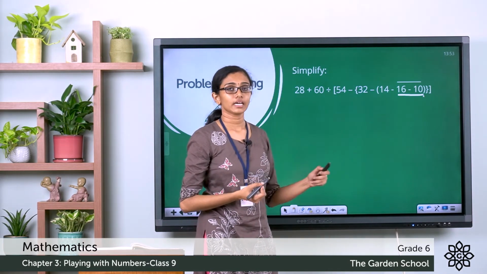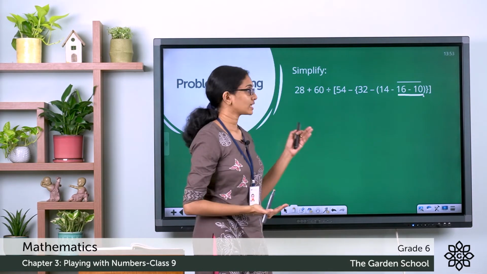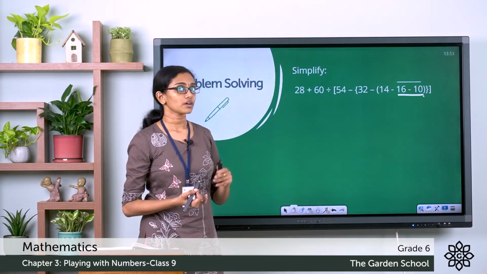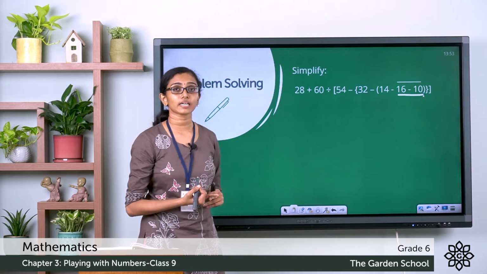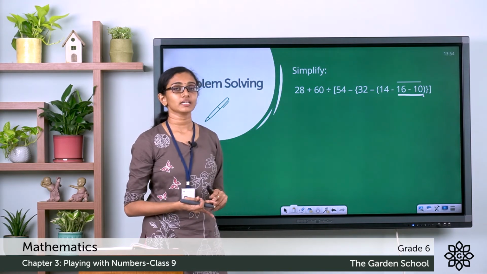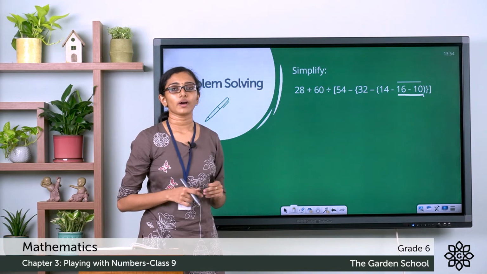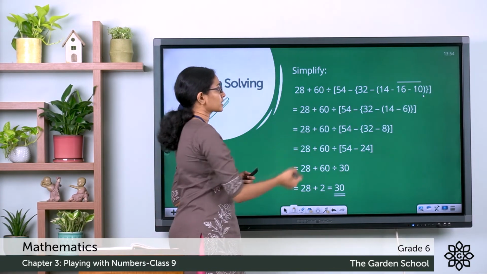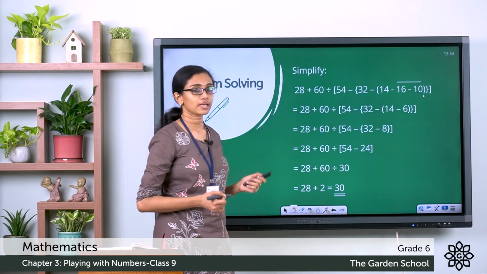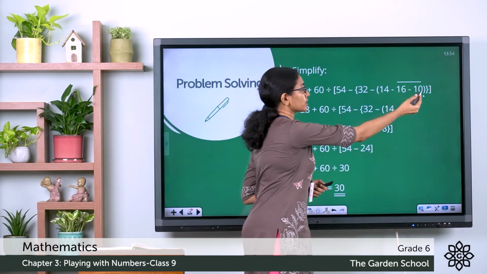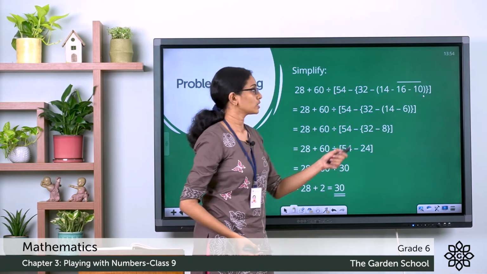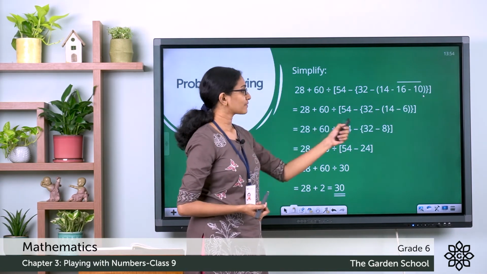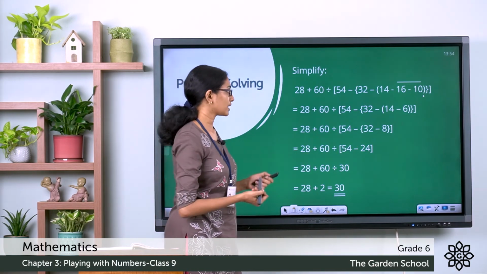That has to be done first, because we have learned that when different types of brackets are used within the same statement, the order to be followed is first line brackets, then simple brackets, then curly brackets, and finally square brackets. So how do we solve this? Let's see this part. These parts remain the same. First we are solving what is given under the line bracket. So 16 minus 10 is equal to 6.